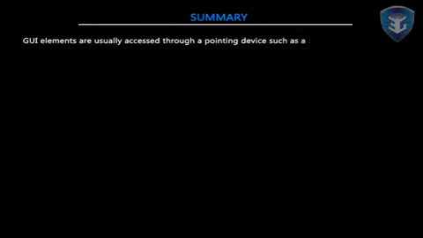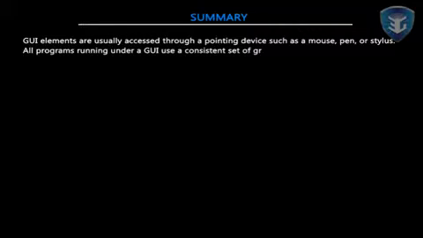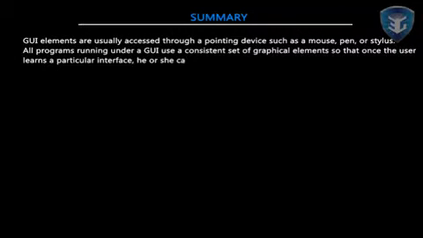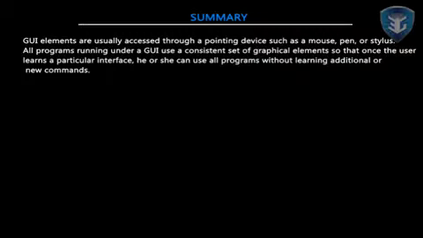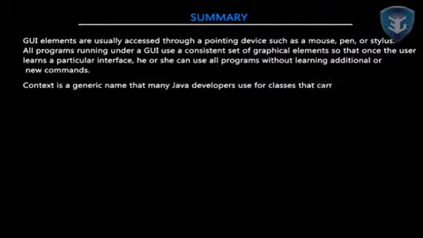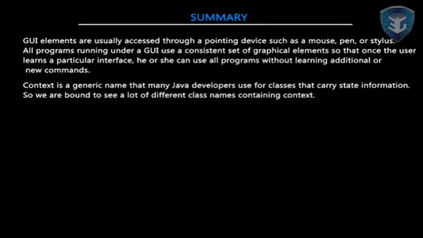Now in the end, let us summarize what we have learned in this lecture. GUI elements are usually accessed through a pointing device, such as a mouse, pen, or stylus. All programs running under a GUI use a consistent set of graphical elements, so that once the user learns a practical interface, he or she can use all programs without learning additional or new commands. Context is a generic name that many Java developers use for classes that carry state information. So we are bound to see a lot of different class names containing context.